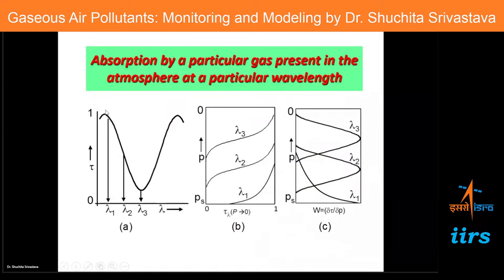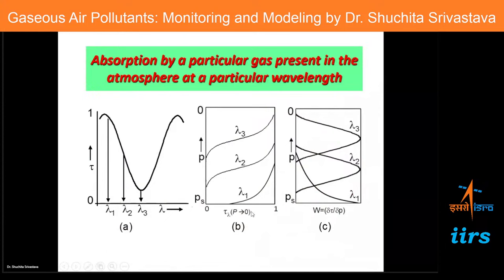Suppose this is an absorption band of one specific gas, for example 9.6 micrometer for ozone. Lambda 3 is the central wavelength which is very strongly absorbed by ozone, and lambda 1 is a wavelength available at the wings, meaning it is also absorbed but only very minor absorption is made by ozone at this wavelength. So transmittance will be close to 1 for lambda 1, meaning the maximum number of photons will be transmitted, whereas for lambda 3 it will be close to 0, meaning the maximum number of photons will be absorbed and very few photons will be able to transmit through the atmosphere.